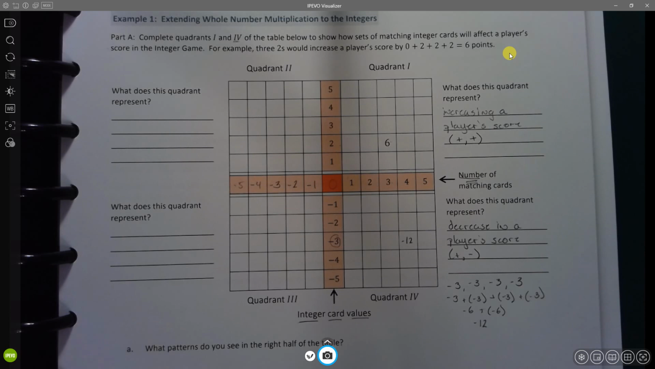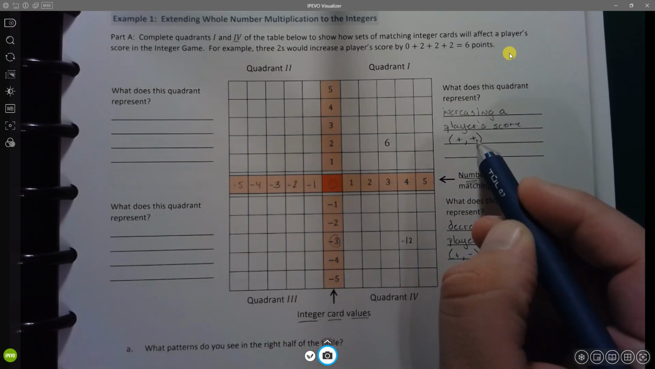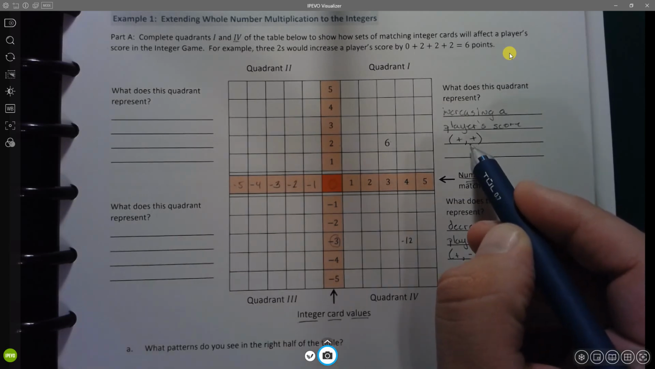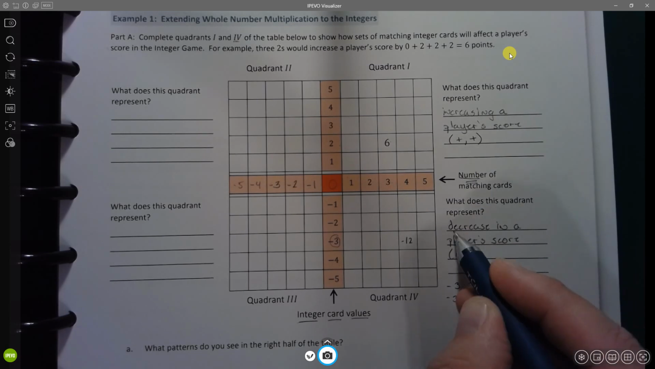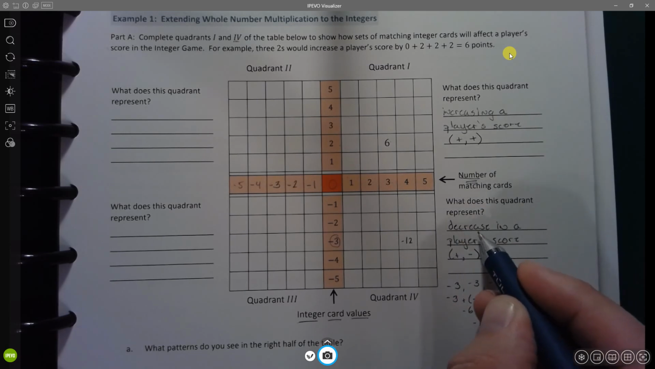I want to fill out quadrants 2 and 3 because we need to understand something. This lesson is all about multiplying signed numbers, so we need to look at the values as if they're positive versus negative. I want you to think about this. In multiplying integers, a positive times a positive is always going to be a positive. A positive times a negative will always be a negative, or we'll get a decrease.